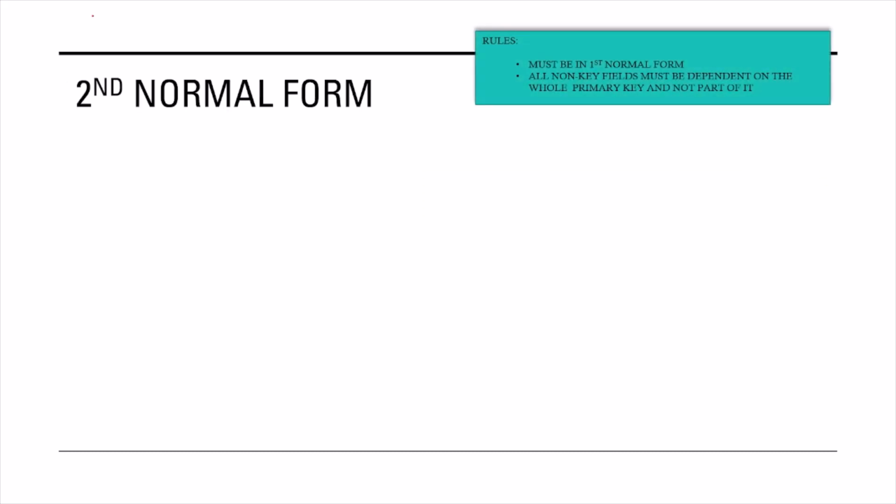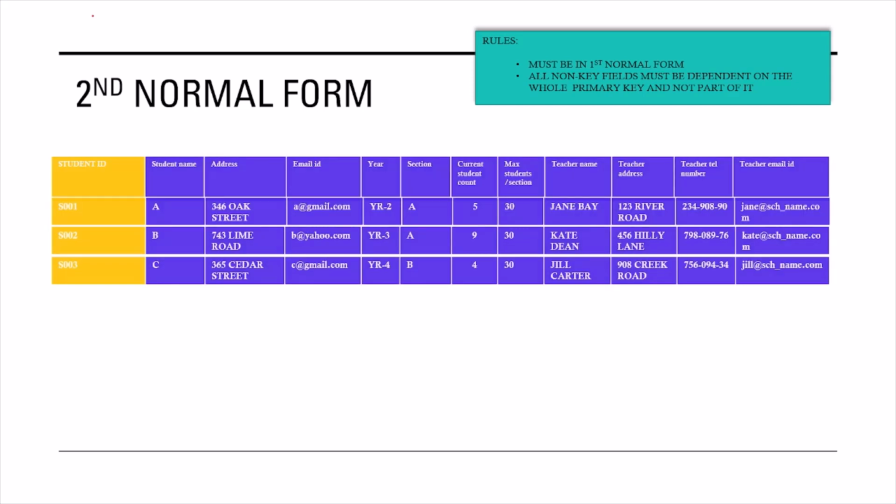Moving on to the second normal form, these are the rules. The data must be in first normal form. All non-key fields must be dependent on the whole primary key and not part of it. Now, talking about the whole primary key, this means we have a combination of two fields making up the primary key. In the case of our tables, both of them, we just have one field that makes up that primary key, and that's student ID, and therefore the rule does not apply.